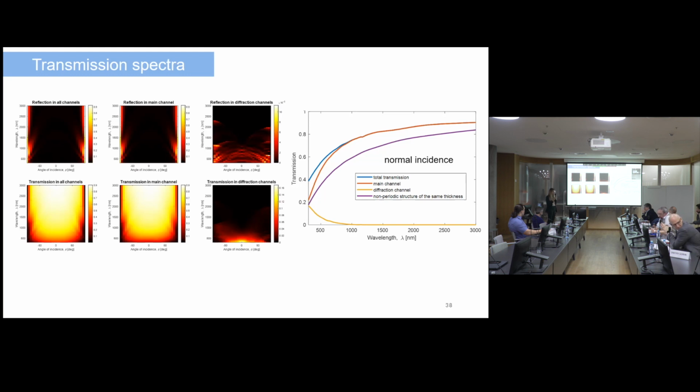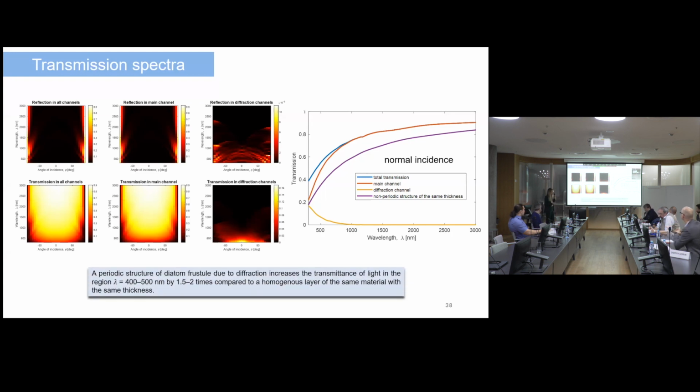Here we compared such a periodic structure of diatom frustule with a non-periodic one. Non-periodic in this case means a structure which does not contain pores. It has the same thickness and is composed of the same silica material. What we observe is that such a periodic structure, due to diffraction, increases the transmittance of light in this region of wavelengths, 400 to 500 nanometers, by up to 2 times compared to a homogeneous layer of the same material with the same thickness. Why is this region of wavelengths important to us?